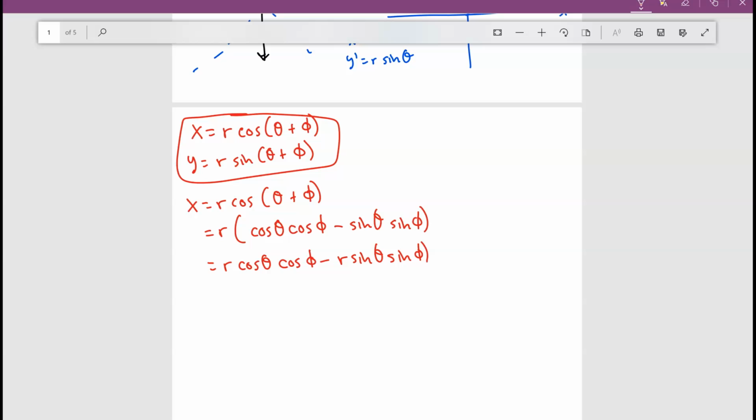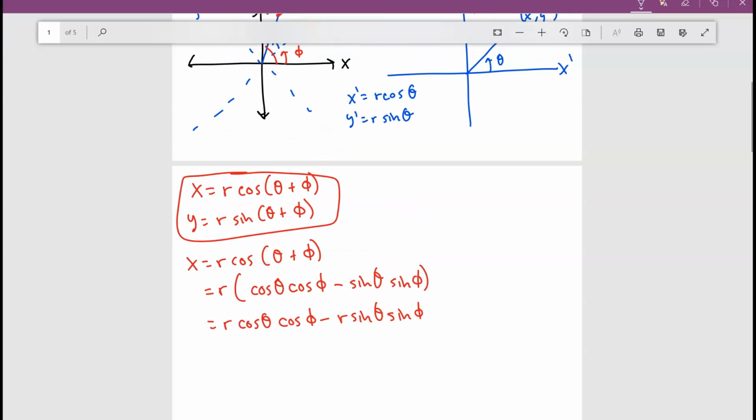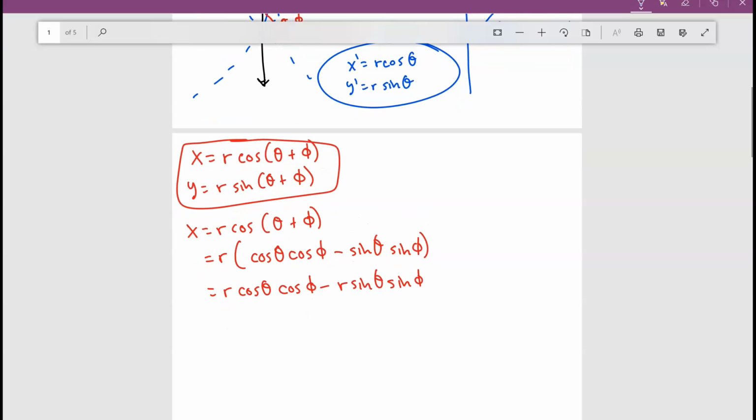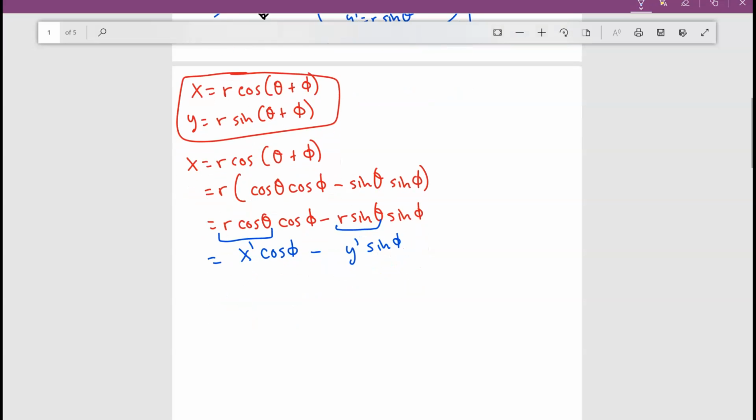If you realize, this looks very familiar because we have x prime and y prime. We have this r cosine theta, that's just equal to x prime. We have this r sine theta, that's just equal to y prime. And then everything else is just going to come down: cosine phi minus y prime sine phi. So we actually have an equation that relates x with x prime and y prime. So x equals x prime cosine phi minus y prime sine phi. This is going to be one relationship.